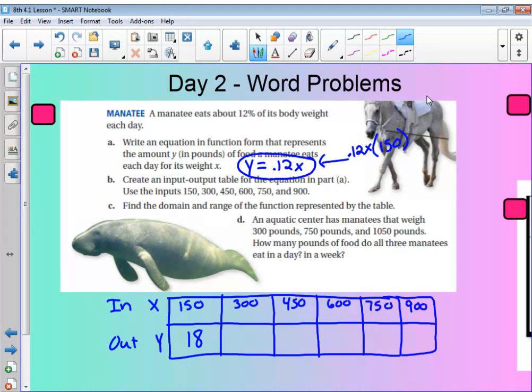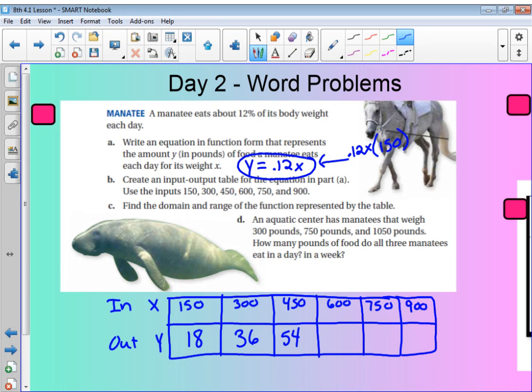Okay, if I had a 300-pound manatee, I would do 0.12 times 300. So a 300-pound manatee would require 36 pounds of food. Okay, so a 450-pound manatee is going to require 54 pounds of food.